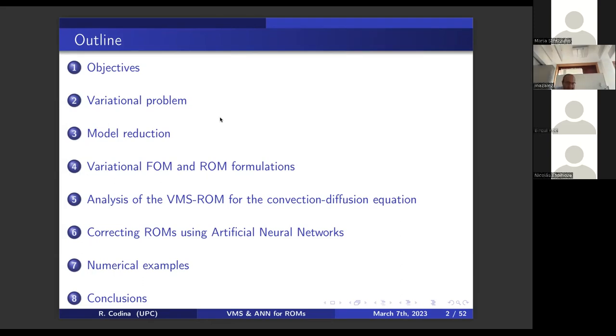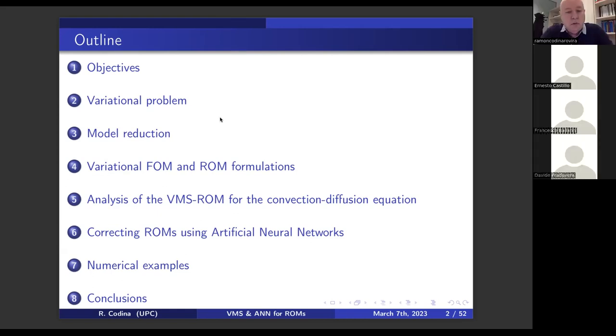And then I will present the second part of the talk, which is the correction of reduced order models using artificial neural networks, which is an idea that we have to correct in general coarse models, not only reduced order models, so as to enhance their accuracy. I will show a couple of numerical examples, and finally, I will conclude with some general remarks.